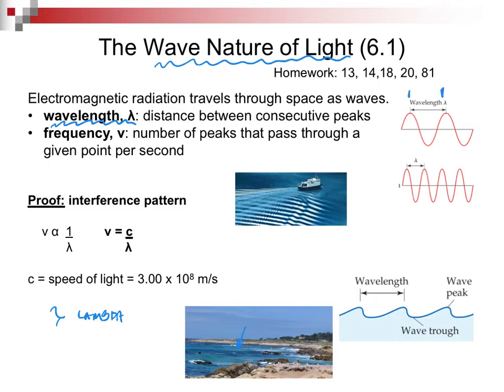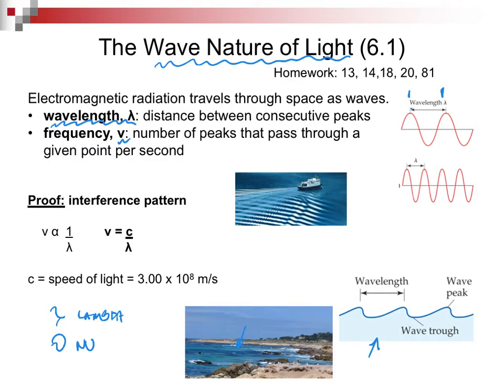Down here I have the ocean, here we have some waves, but really a wavelength to a scientist is the distance between 2 consecutive peaks. Frequency, that's the Greek letter nu, is the number of peaks that are going to pass through a given point in a second. So 2 new terms if you're not used to them before.